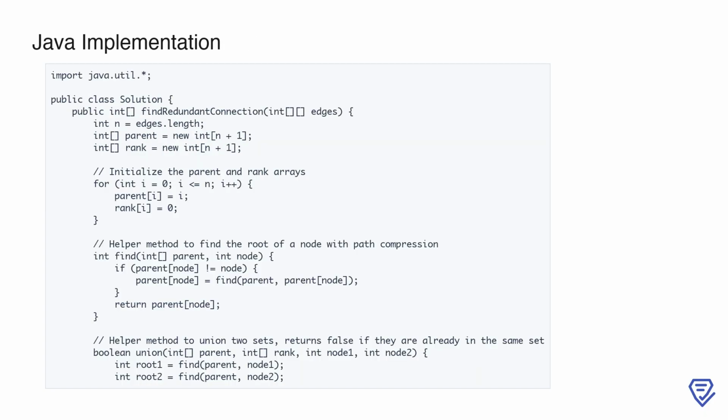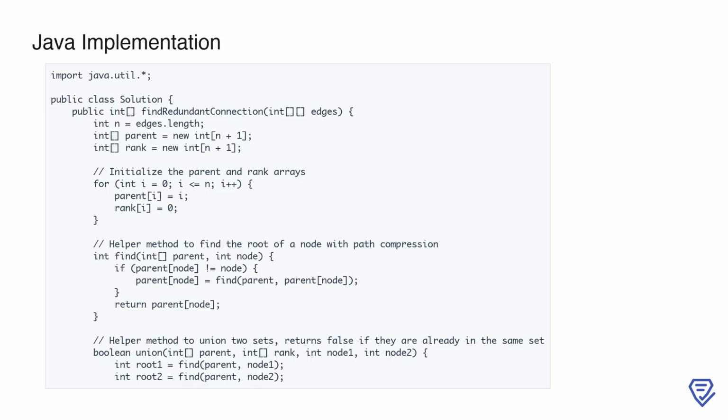Here, we start implementing the solution in Java by defining the Solution class and the findRedundantConnection method. The input is a 2D array of edges, where each edge connects two nodes in the graph. To handle the union find approach, we initialize two arrays, parent and rank. The parent array keeps track of the representative node for each set, while the rank array helps optimize the union operation by keeping the tree as flat as possible. Initially, every node is its own parent, and the rank of each node is set to 0.